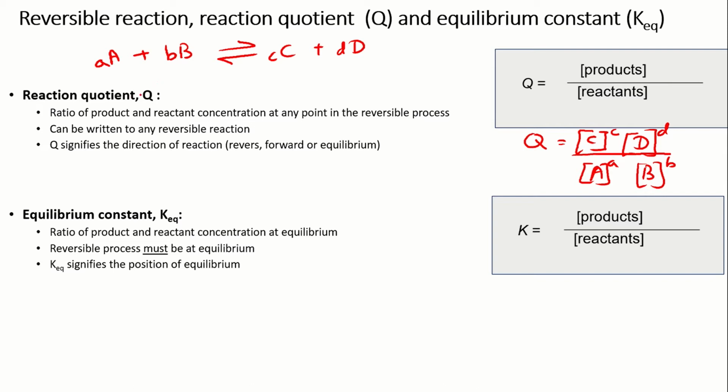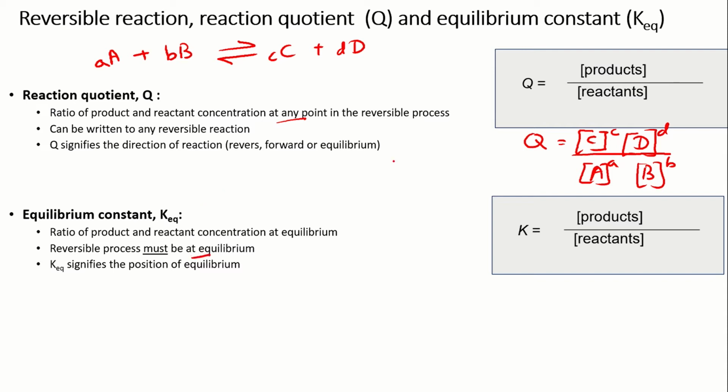Compared to that, the reaction quotient Q can be written for any point. It can be a point where the reaction rates are equal, or a point where the forward reaction is fast and the reverse reaction is slow. So Q can be written for any point, whether the forward reaction is faster and the reverse is slower, or the forward reaction is slower while the reverse is faster. So Q is something that can be written at any point, but KEQ is only for a system at equilibrium.